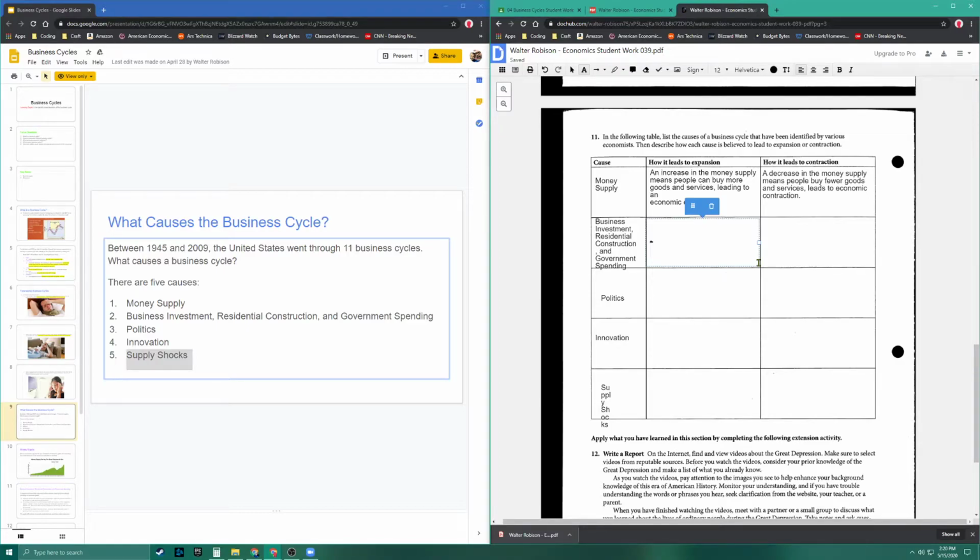All right, business investment, residential construction, and government spending. How are these things leading indicators? When these factors, or these causes, are spending, this increases aggregate demand.